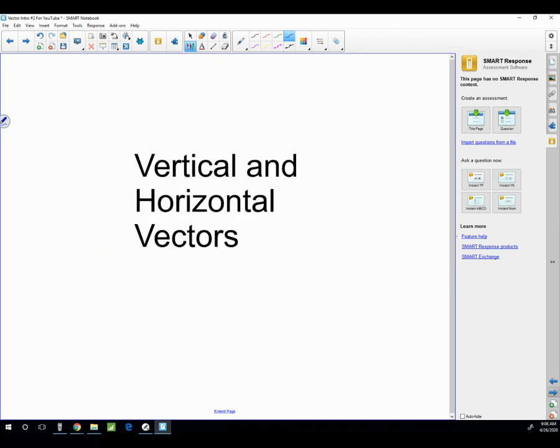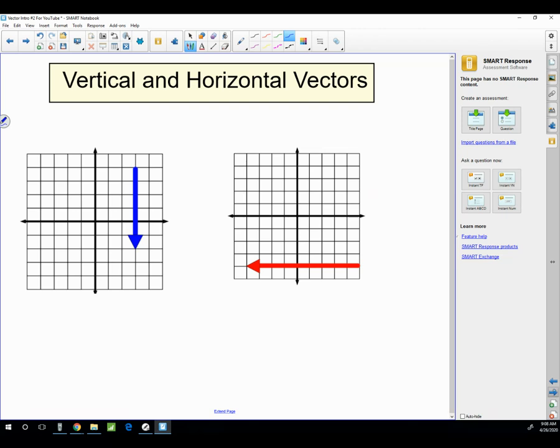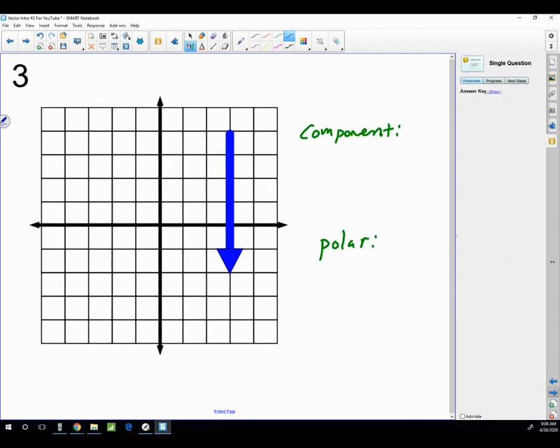All right, let's move on. All right, vertical and horizontal vectors, we all love these because you just interpret them. There's no calculations. You don't use sine, cosine, tangent, the Pythagorean theorem. Let's look at one. All right, component form. You can get that as 0, -6. Just count down. 1, 2, 3, 4, 5, 6. And polar would be 6 in the direction of 270. You observe the direction. Don't do tangent inverse. You're just going to get messed up.